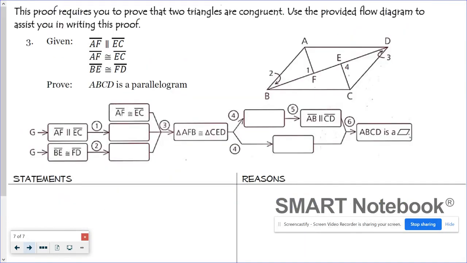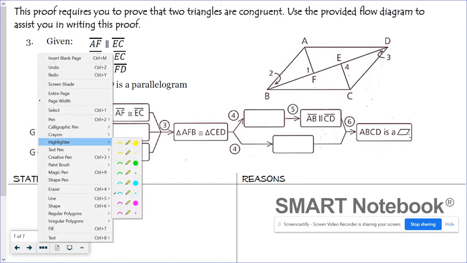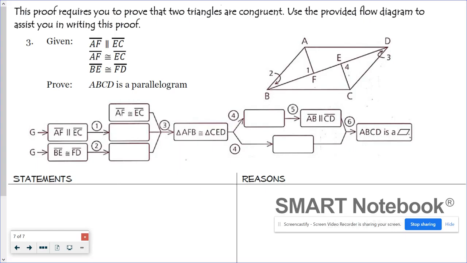This one here is a little bit more complex. So to help us out, they've given us a flow diagram to get us thinking about things. Like we were given that AF is parallel to EC. So here's AF and here's EC.